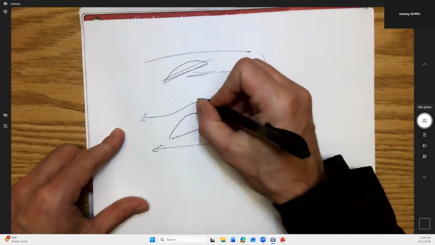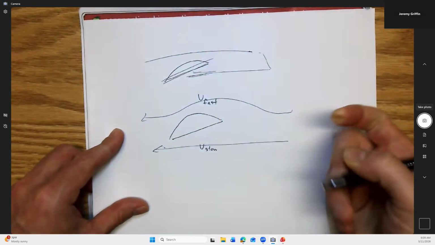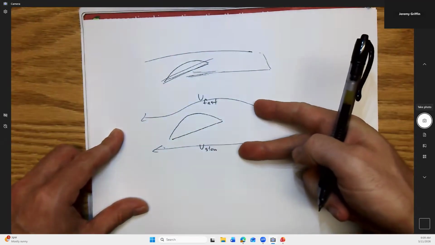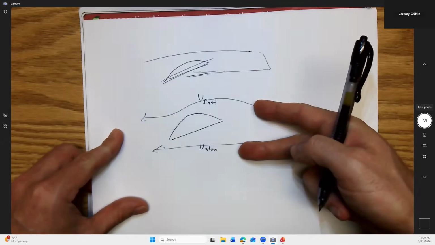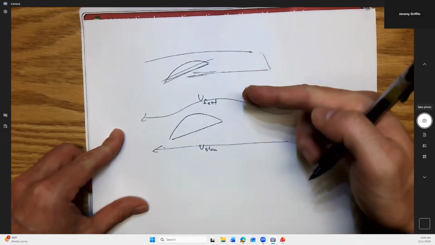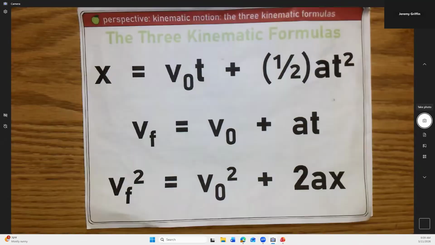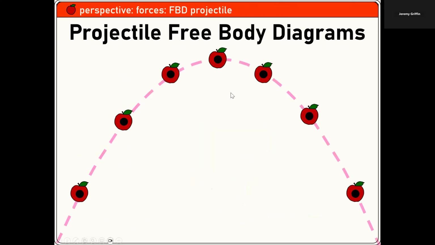So I'll call this one v fast and this one v slow, a fast speed and a slow speed. And going to Bernoulli now, what do you guys know happens to the pressure in fluids that move fast? The pressure drops. Do you guys see a pressure differential? Yeah, that also helps with lift. Pressure differential.